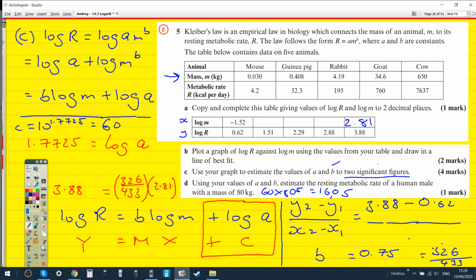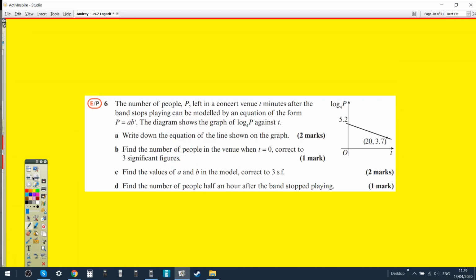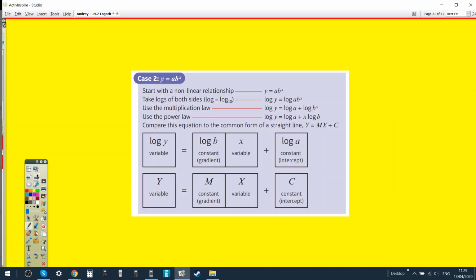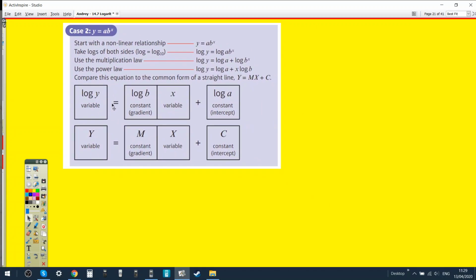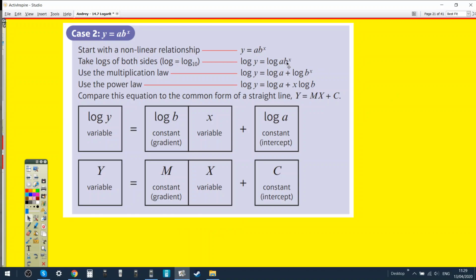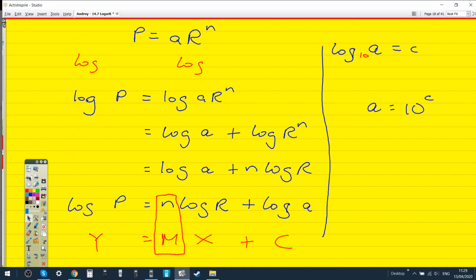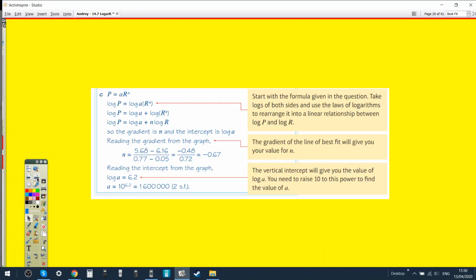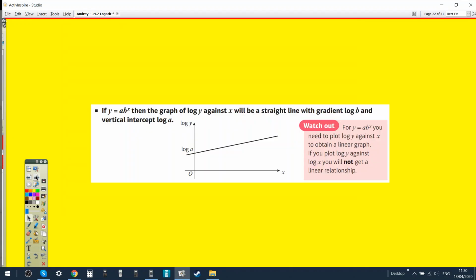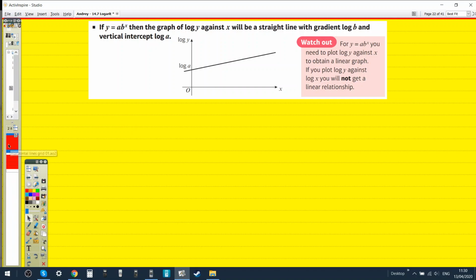That was AM to the B, AB to the T. Okay, let's do the other type then. Case 2 is when x is in the power. What does this look like? You take logs of both sides. For this first type, the gradient was n, log x. For this one it will be x, and the gradient will be log of something, I think. So let's try taking logs of both sides for this one.